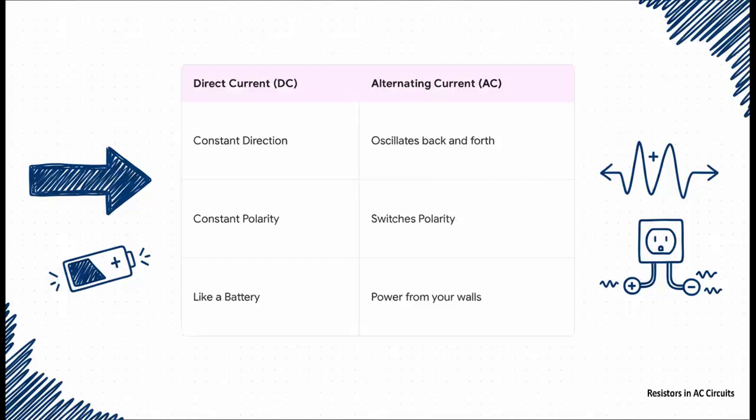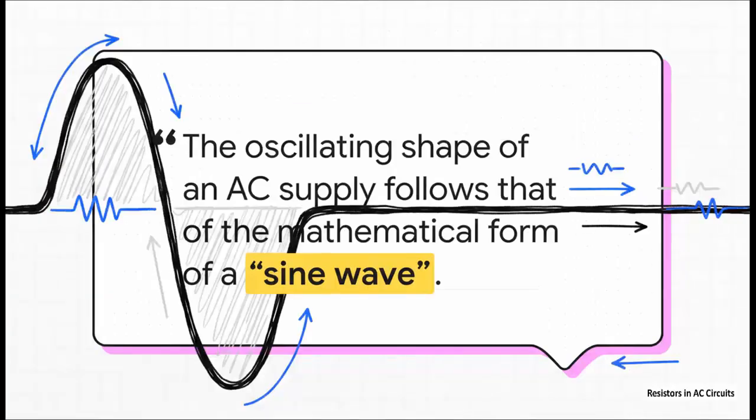But AC is more like the ocean tide. The current is constantly pushing forward and then pulling back, over and over, while the voltage flips from positive to negative. This is the kind of power that's coming out of the outlets in your wall. Now, this back and forth motion isn't chaotic at all. Actually, it's incredibly predictable. As this quote says, it follows the perfectly smooth mathematical shape of a sine wave. And it's this predictability that makes AC so incredibly useful.